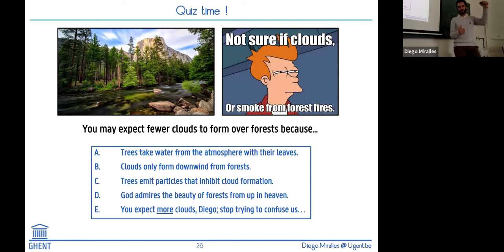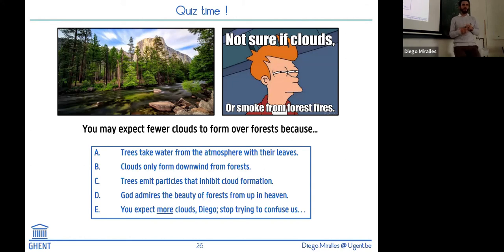So, A, who goes for trees take water from the atmosphere with their leaves? No? No one? B, no, the water is taken from the roots. C, clouds only form downwind from forests. That's not reasonable. D, trees emit particles that inhibit cloud formation.